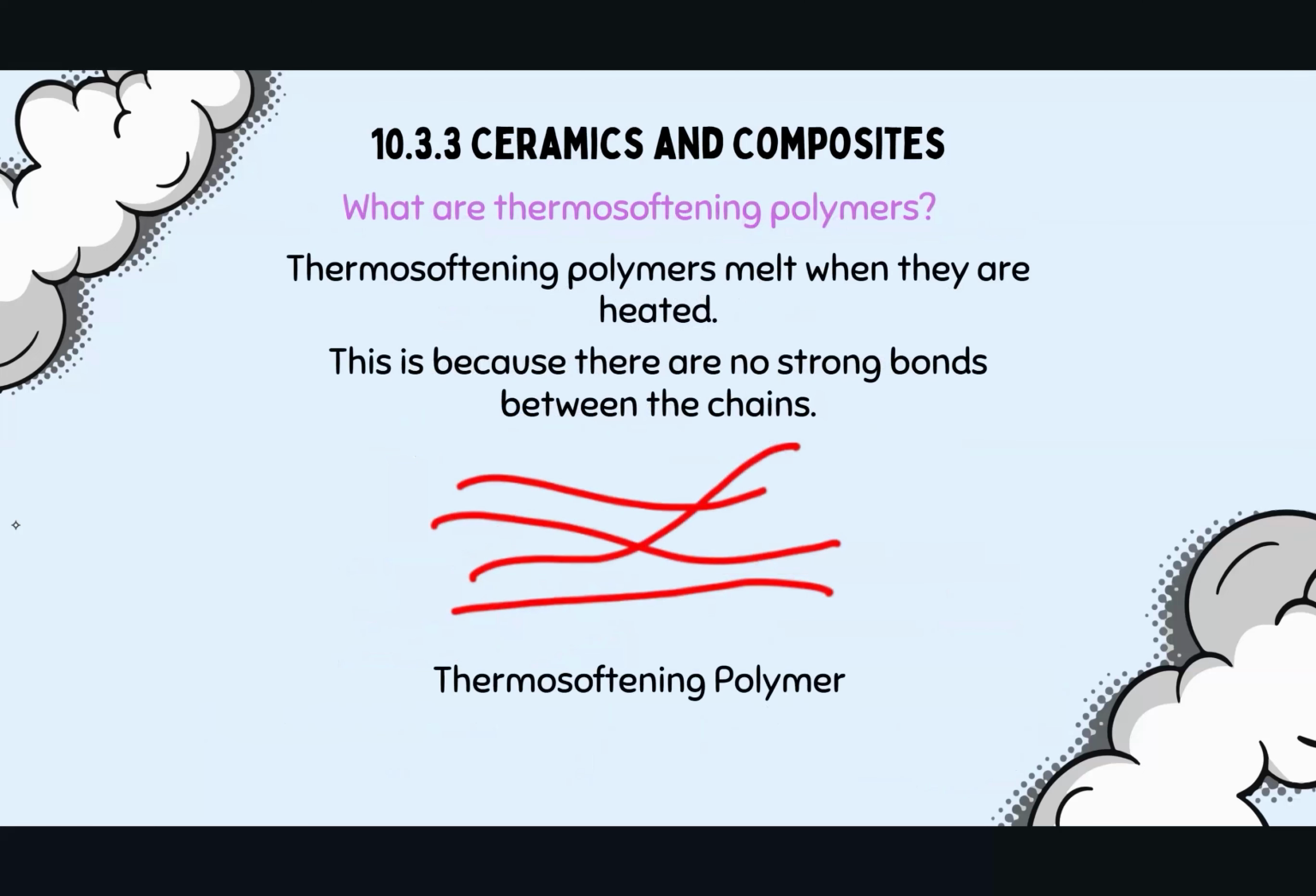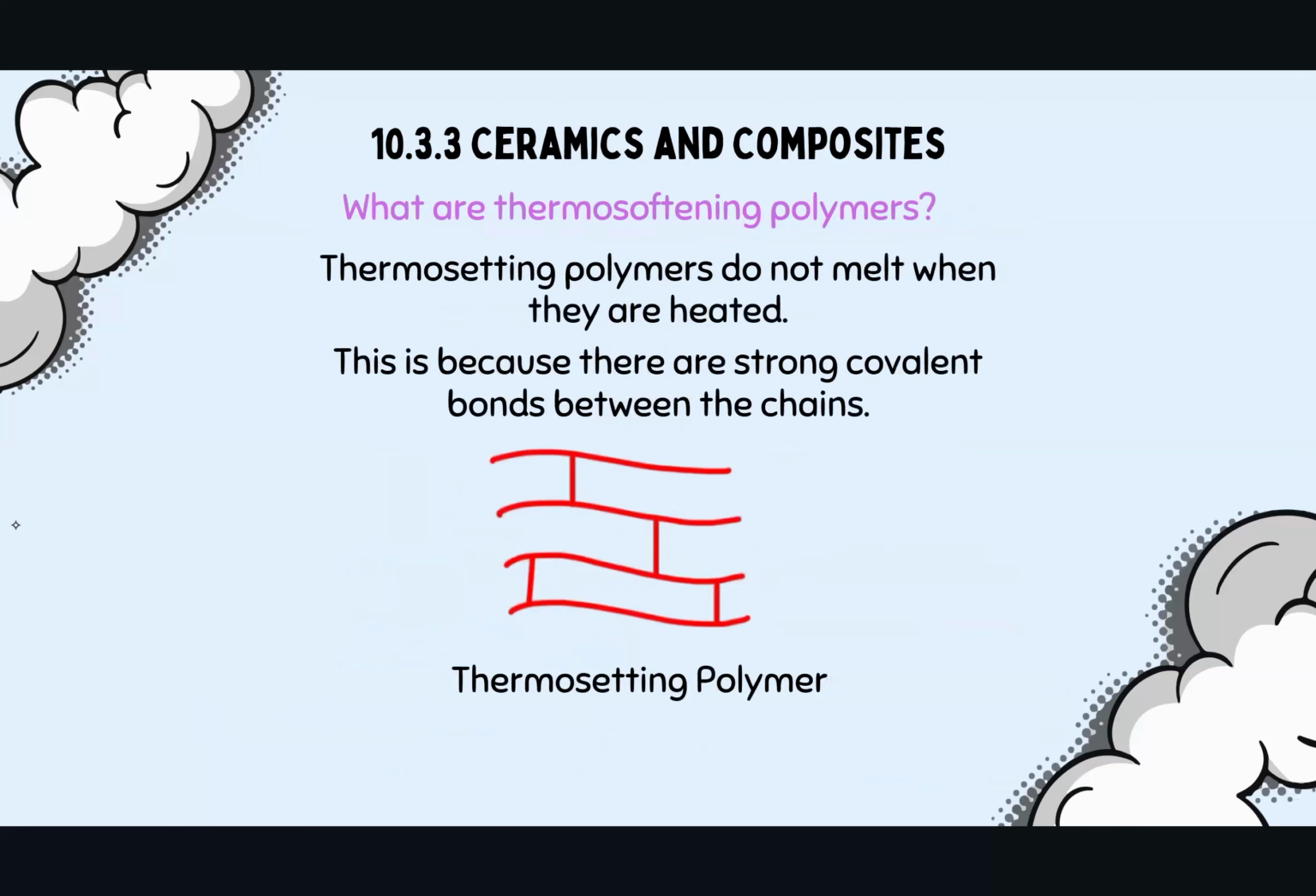Then you've got thermal-softening polymers. Thermal-softening polymers melt when they are heated. The reason they melt easily is because there are no strong bonds between the chains. You have a few intermolecular bonds, but these bonds are easily broken. Now, thermosetting polymers do not melt when they're heated because they've got strong covalent bonds between the chains. So these are less flexible. These will make something that's a solid plastic item.